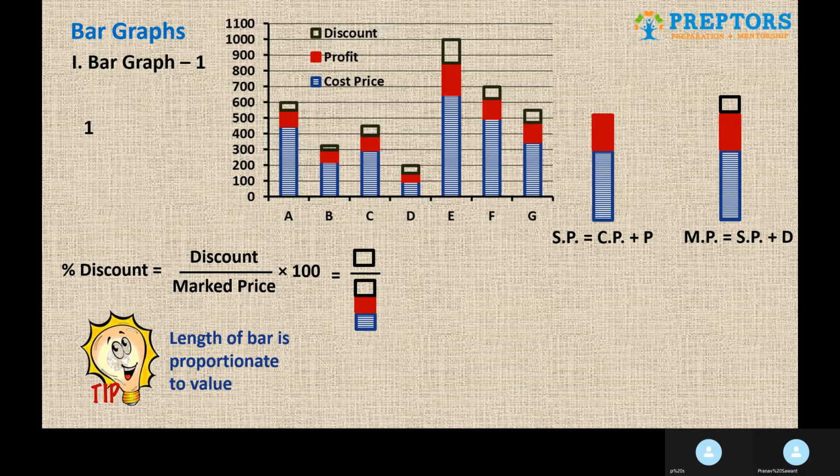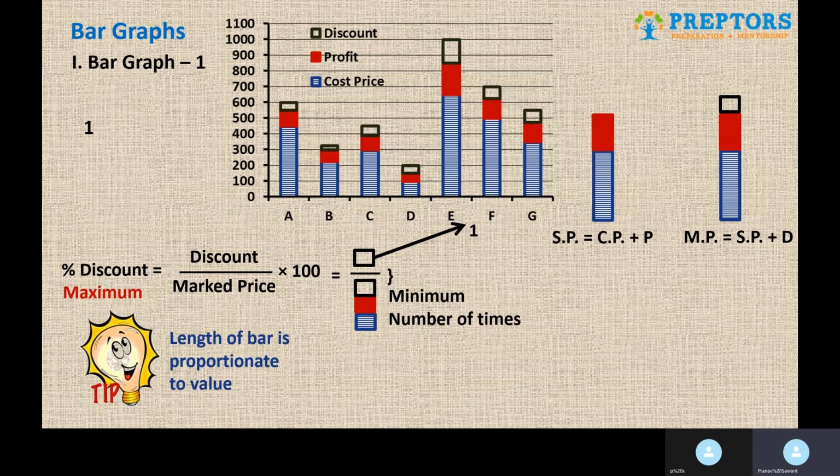Now, for the discount percent to be maximum, the denominator must be minimum. I'll repeat this. If we want the discount percent as maximum, the denominator of that fraction must be minimum. So how to compare this? Now how to start comparing the length of the bar?